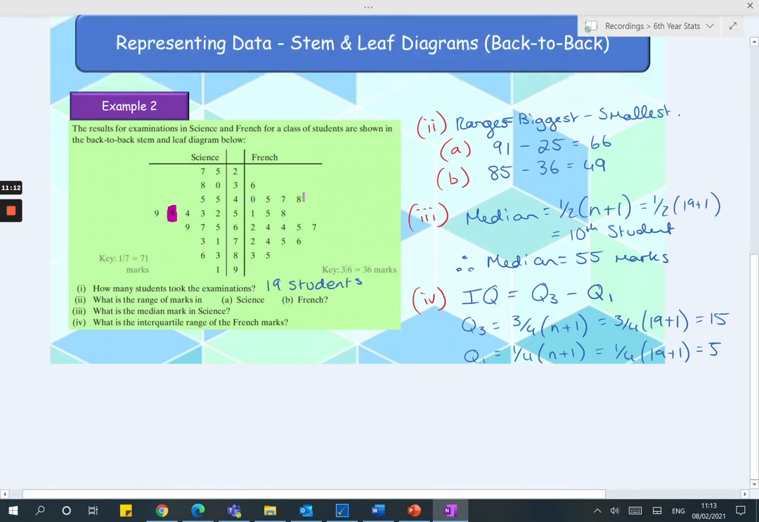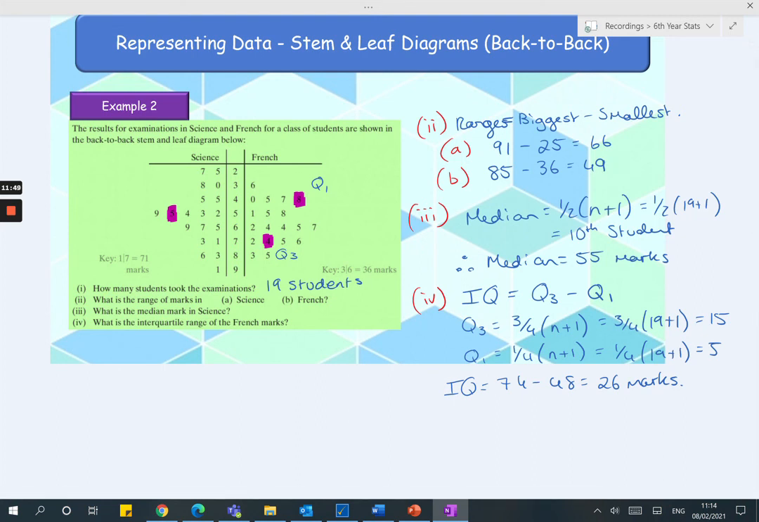1, 2, 3, 4, 5. So this would be my lower quartile, Q1. 6, 7, 8, 9, 10, 11, 12, 13, 14, 15. So I can see here now that Q1 is going to be 48 and Q3 is going to be 74. So my interquartile range is going to be 74, take away 48, which is going to give me 26 marks.